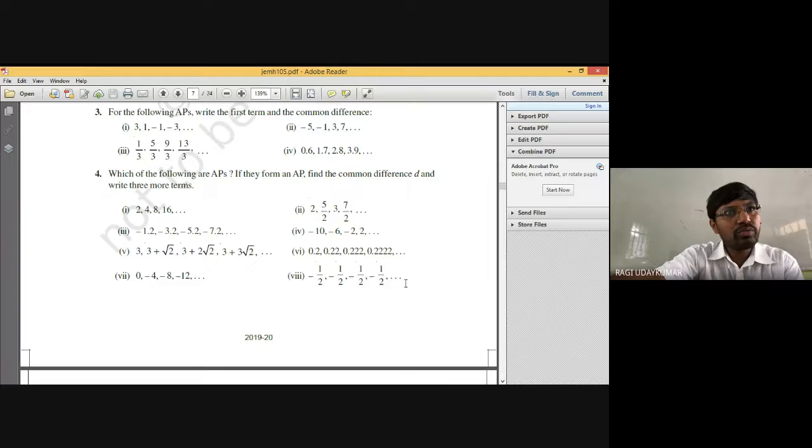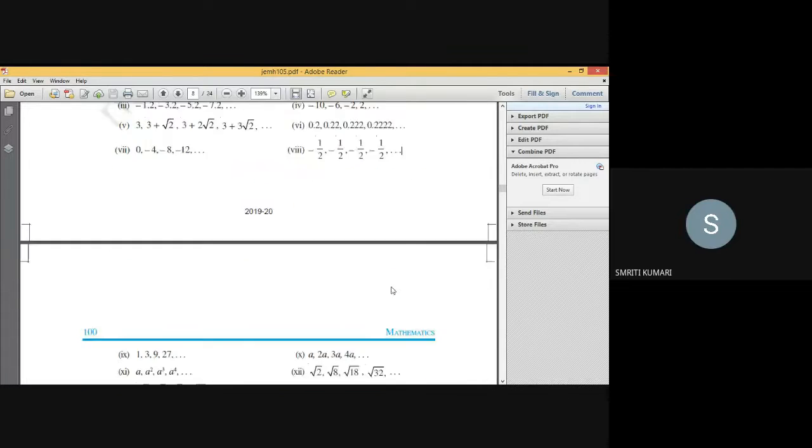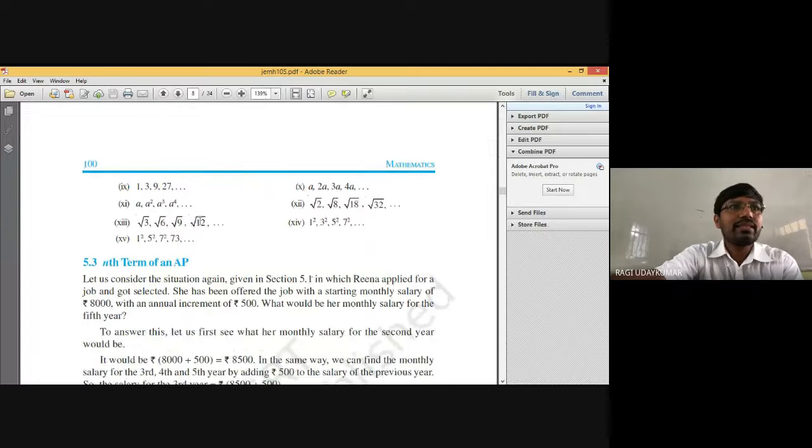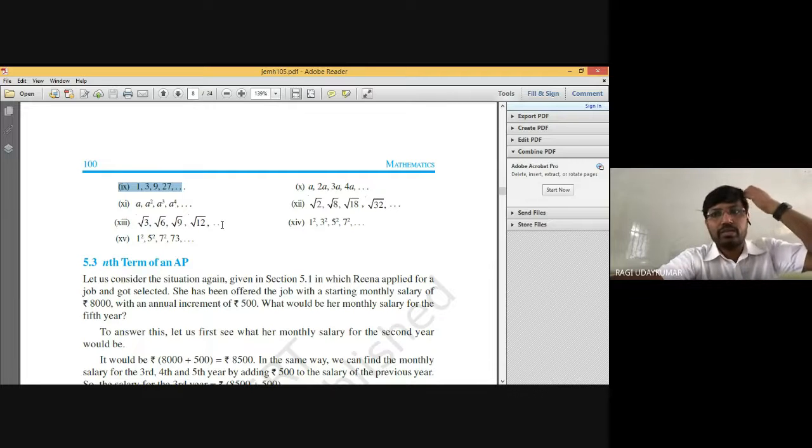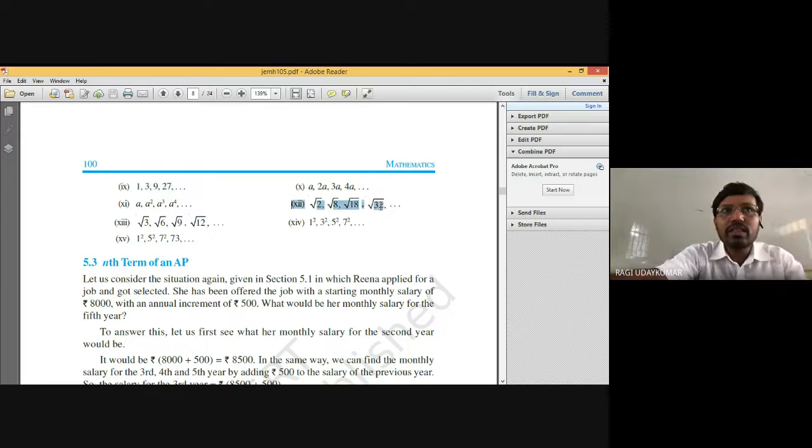A is 1 by 2 and D is common difference 0. Its common difference is 0. So like this, when you see the 9th problem, no, it is not arithmetic progression. 1, 3, 3, 3s are multiply कर रहे हैं इधर, addition नहीं है. So that's why it is not arithmetic progression. And you may feel that this 12th question is also not arithmetic progression.